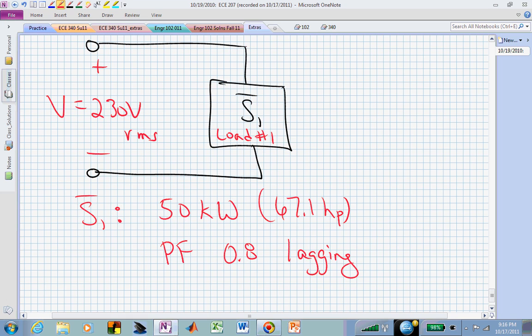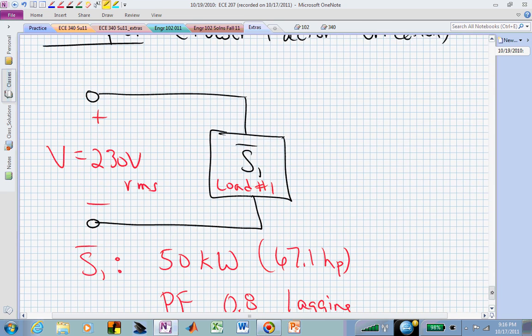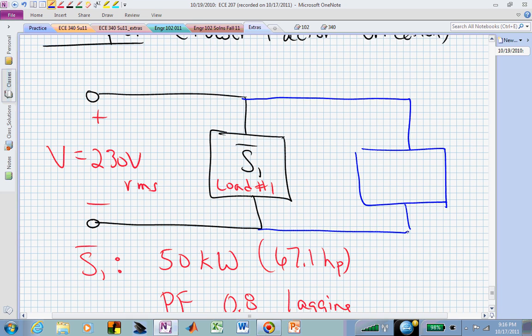What somebody wants to do now in this problem is try to make that 0.8 lagging closer to 1. And the way they want to do that is to put another load in parallel with this load, meaning let's connect another load that we will call load 2, with complex power S sub 2 associated with it.